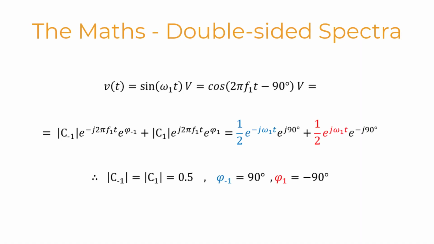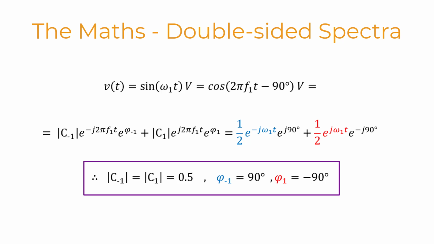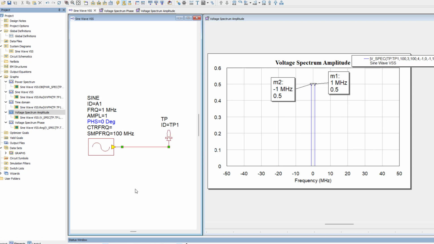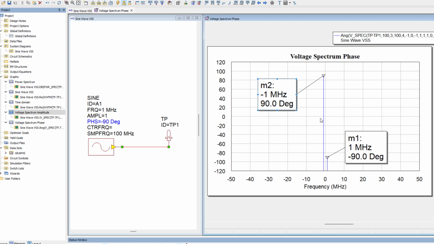Now, if we go back to the equation for the complex Fourier series, by comparing the two sides of these equations, term by term, we can see that both our C-1 and C1 coefficients have a magnitude of 0.5, but the C-1 coefficient has a phase of 90 degrees while the C1 coefficient has a phase of -90 degrees. Let's verify this in VSS. We simply change the phase parameter of our sine block to -90 degrees to generate a sine wave, and we can clearly see that the voltage amplitude spectrum remains unchanged. However, if we now examine the phase spectrum, we find that the -1 MHz component has a phase of 90 degrees, while the 1 MHz component has a phase of -90 degrees.